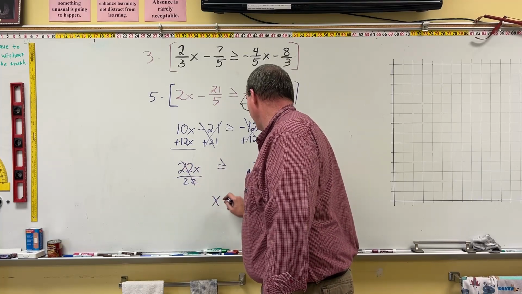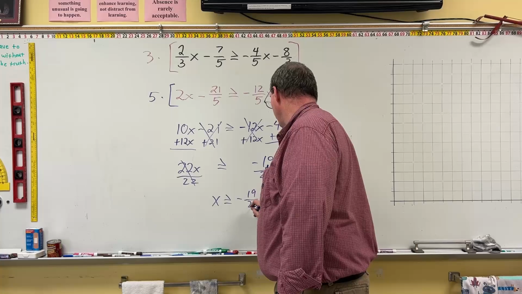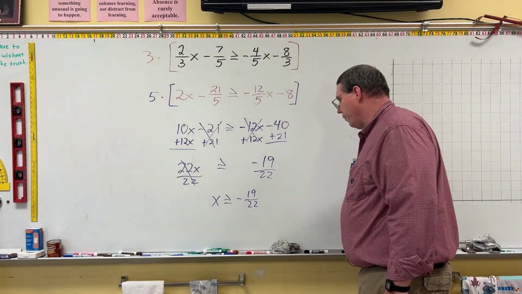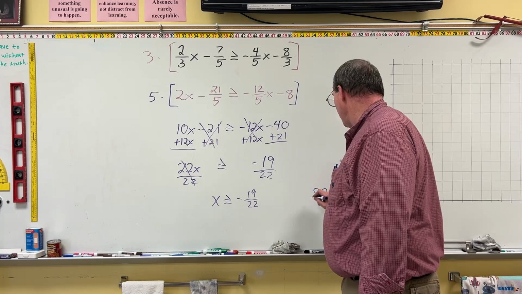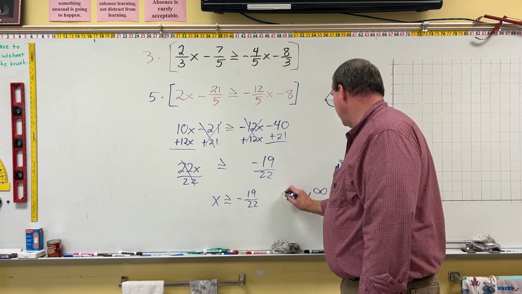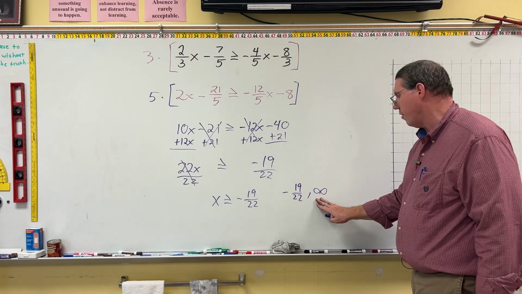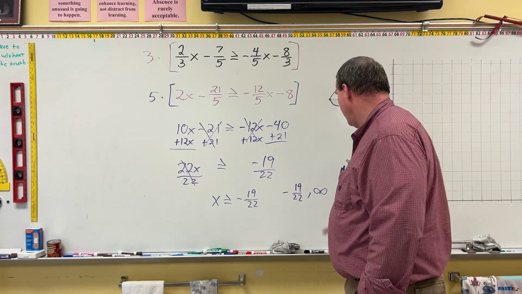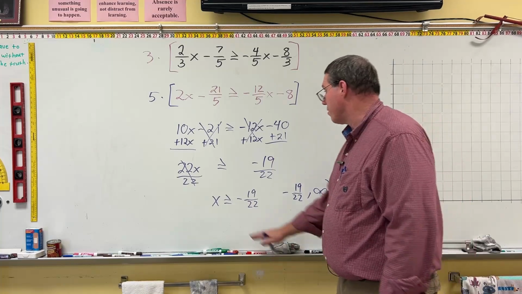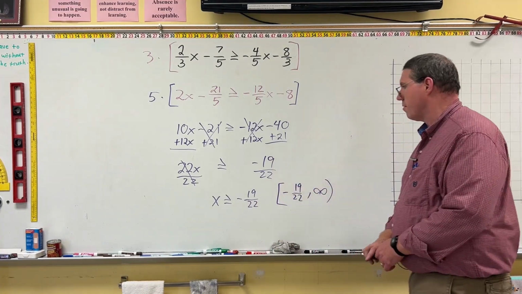Cancel, and x is greater than or equal to negative 19 over 22. Write in interval notation, greater than, so we're going to have negative 19 over 22, infinity. So whenever we have positive infinity, it's on the right side. Every time we have negative infinity, it's on the left side. Okay? Infinity always gets a parenthesis, and the or equal to always gets a bracket, and this is our answer.